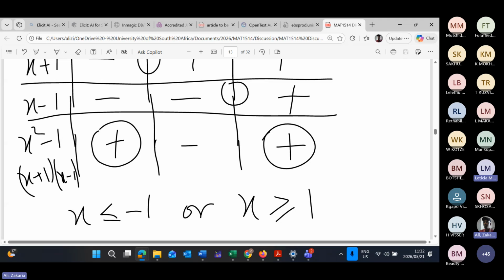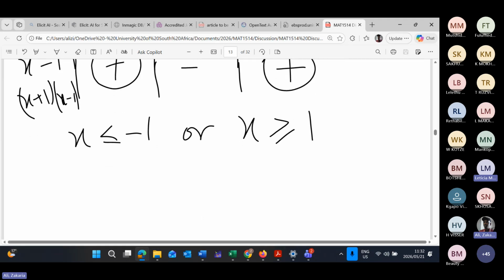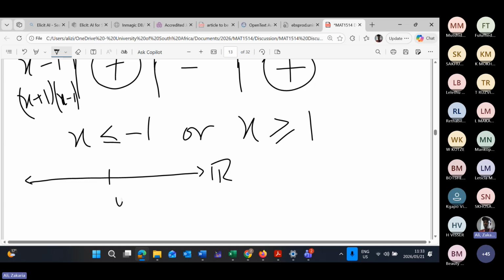Now, how do you write this in terms of a range or in terms of a set? Remember, the range is a set. So if we write it in terms of a set, the first one we say is the interval. If you write it in terms of a straight line, let's say this is the set of real numbers. Let's say 0 is somewhere here, and minus 1 is somewhere there.